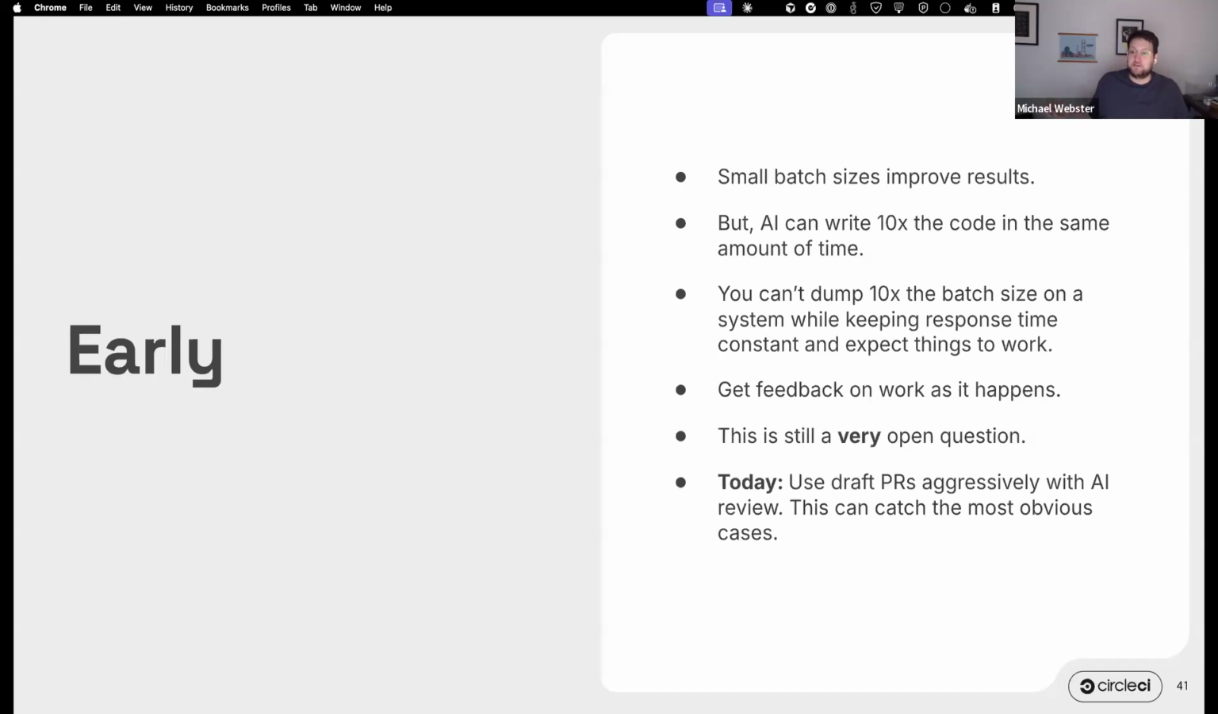This is a super open question today of what this looks like. Today we use draft PRs pretty aggressively with some sort of AI coding assistant. What that does is give us a way to get some amount of knowledge about our full CI pipeline as the agent is building. But we find that's quite slow, because sometimes the CI pipelines take a while to run because they're built to assume a very large change set, not the agent working incrementally.